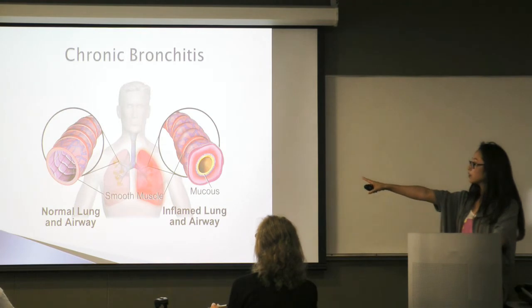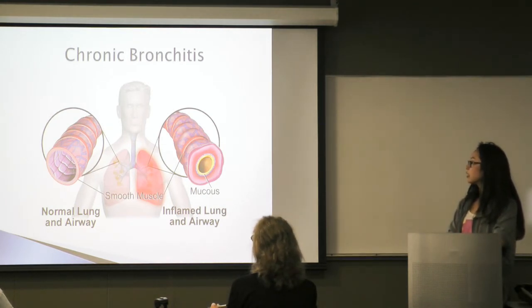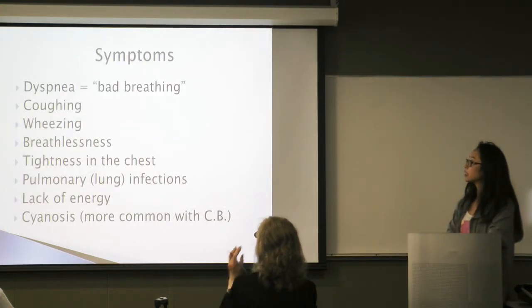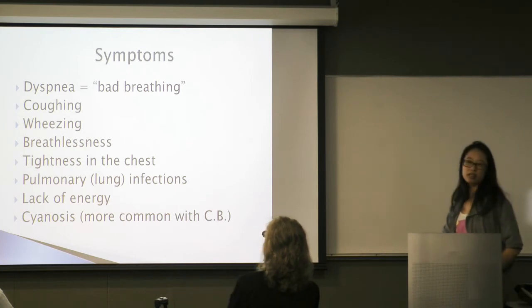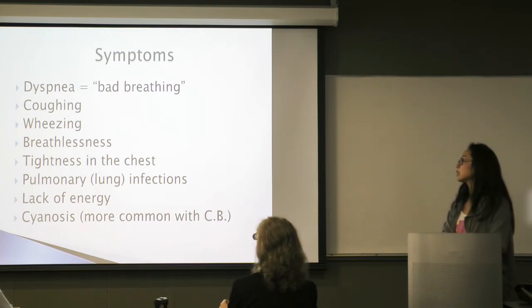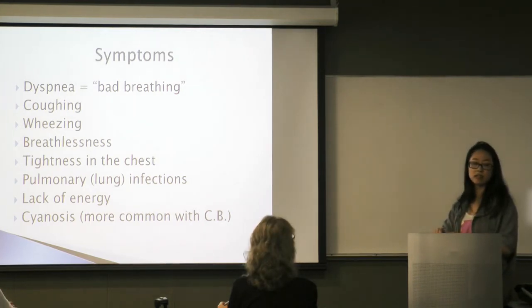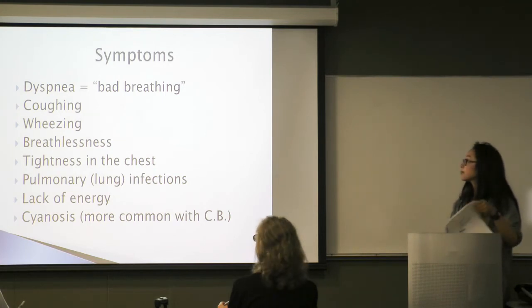And this picture to the left shows a normal lung, which is nice and open. And then on the right, you can see that it's inflamed, and so the opening isn't as large, lots of mucus there. All right, so symptoms are going to be the same. Dyspnea, just a fancier word for bad breathing, shortness of breath, coughing, wheezing, tightness in the chest, lack of energy. And cyanosis, you'll see that more commonly with chronic bronchitis. It's a bluish discoloration of the skin. And that's because of inadequate oxygenation of the blood and poor circulation.